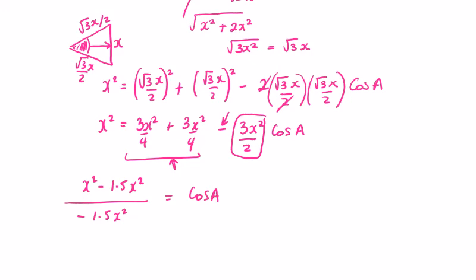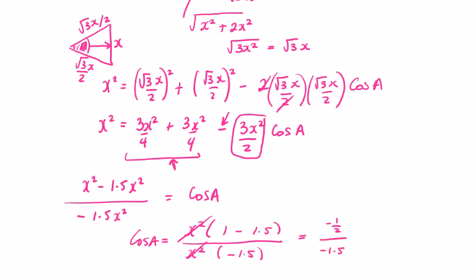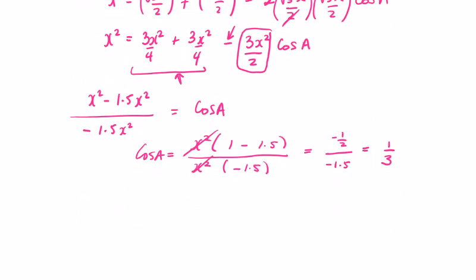So what have we got on top? Let's factor out those x squareds. x squared times (1 minus 1.5) over x squared times minus 1.5, and that will give us the cos of A. So that turns out to be 1 minus 1.5, so minus 1 over 2, or minus 0.5, over minus 1.5, and that does work out. I should have probably kept them the same, one's a fraction, one's a decimal, but you can see what I'm trying to do. So we're going to get 1 over 3. So it does simplify down nice and easy for us. The cos of A is 1 over 3.